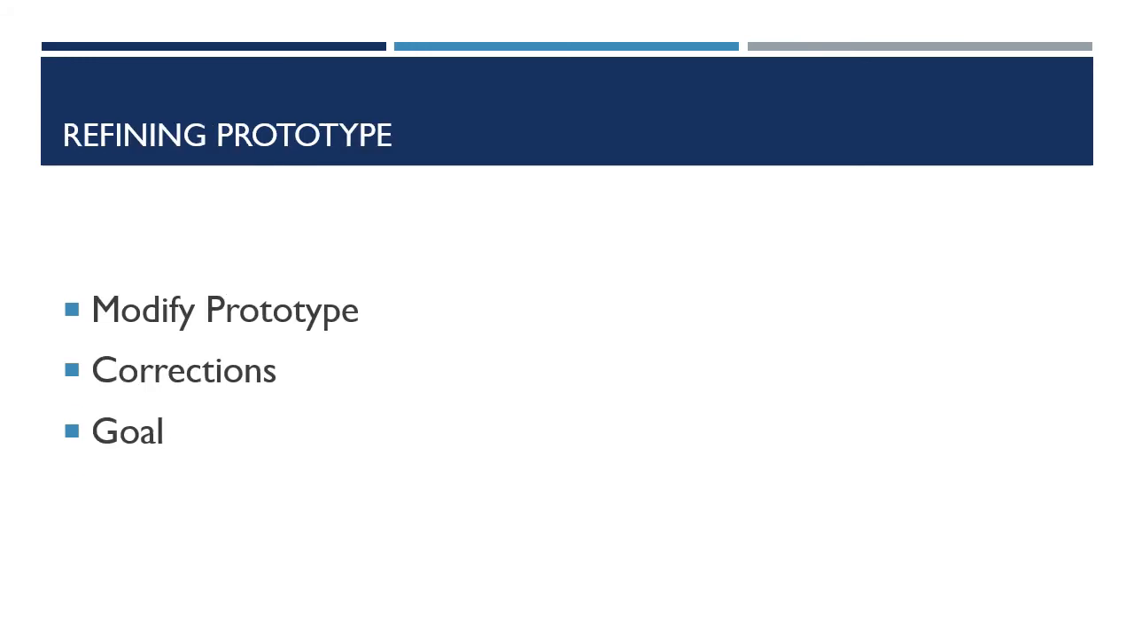Refining prototype. Modify prototype. In this cycle, the proponents modified the first prototype based on the comments or suggestions provided by the user, and a second model will be created, which will be refined based on the satisfaction of the users. Correction. Proponents will correct all mistakes that have been encountered during the first evaluation to achieve the goal of the system. Goal. The goal of our system is to succeed in our first evaluation.